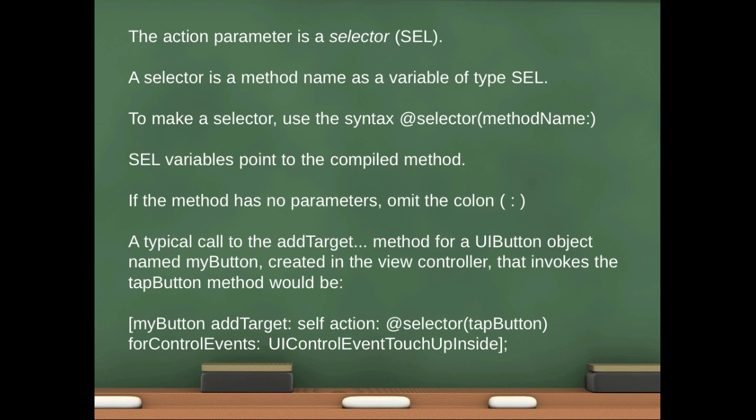We would use myButton as the receiver of the method and then call addTarget on self, because we're defining it in the view controller, action @selector tapButton. Notice this isn't an NSString. This is just the name of the method put in there. We're assuming tapButton here has no parameters, and this is usual. And then forControlEvents, and then this UIControlEventTouchUpInside. And this is our touch up inside event. We're going to talk about this in the next slide, the control event enum.